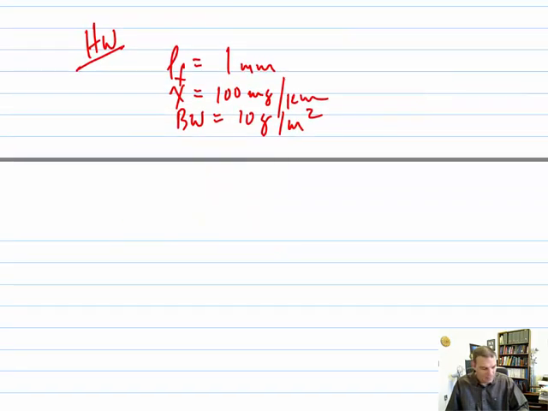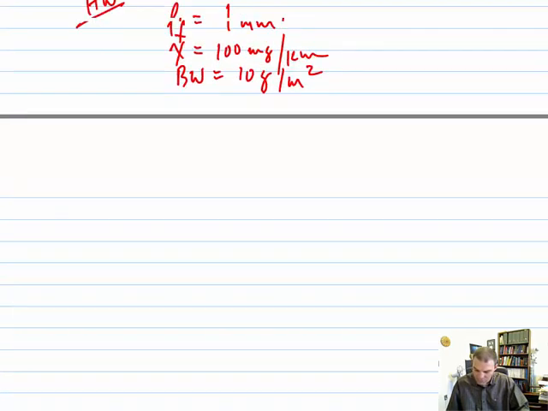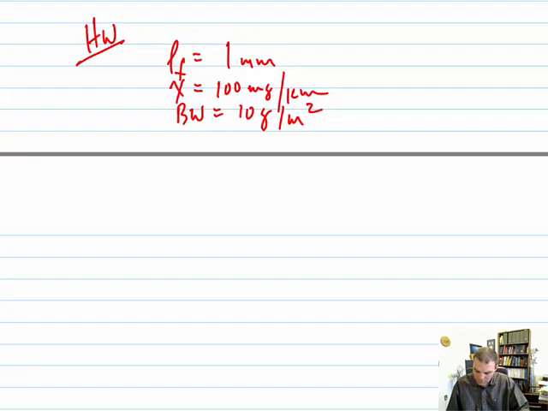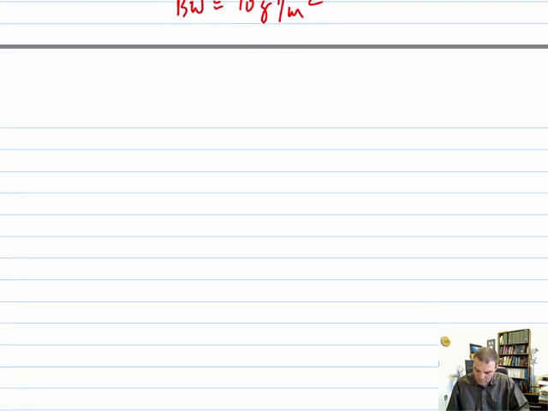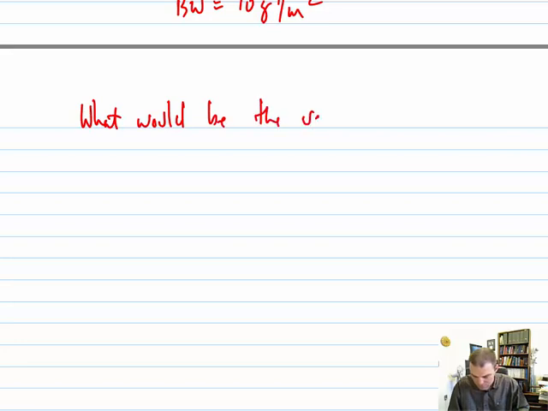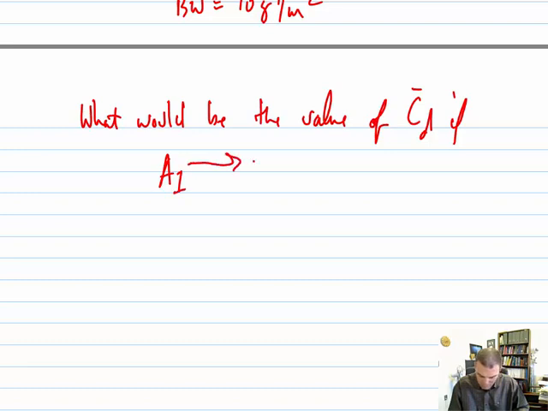Okay, and I think that's all I have for you today on formation index. We're going to come to another topic right now, and I want to address this topic in a specific way. Let me just ask you the question: what would be the value of C bar D if A sub I went to 0?